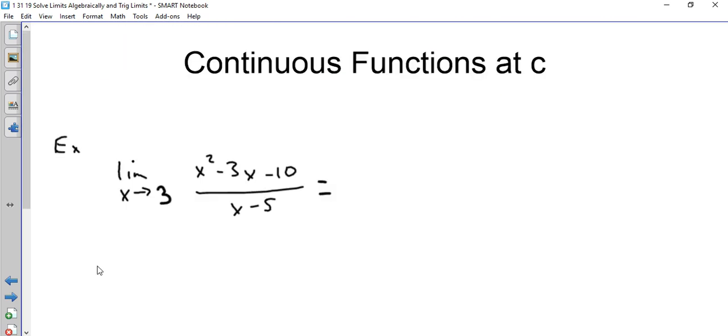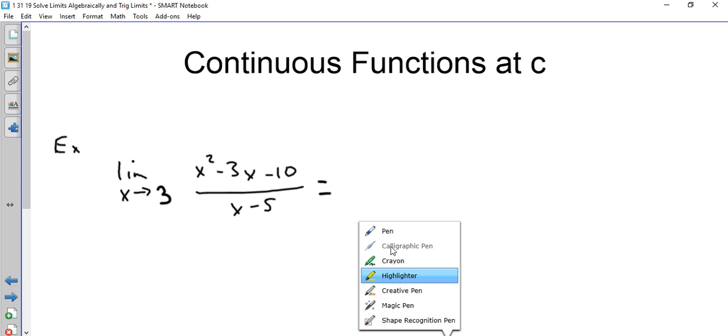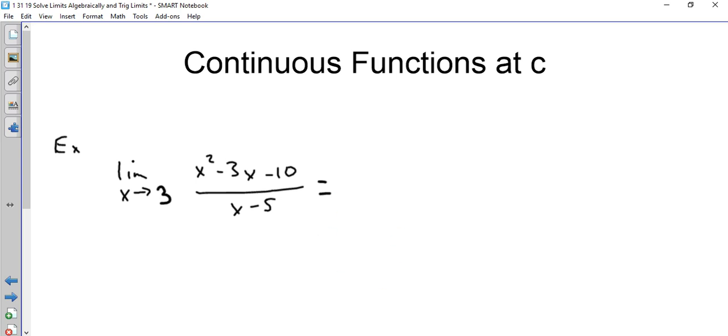Yeah, let's do this. All right, so a continuous function at c. If I was given this function right here and I were to plug in a value, we would figure out what this would look like. I simply want to figure out if that is going to be continuous. So I would take 3 and plug it in there. I would do 3 squared minus 3 times 3 minus 10, over 3 minus 5.